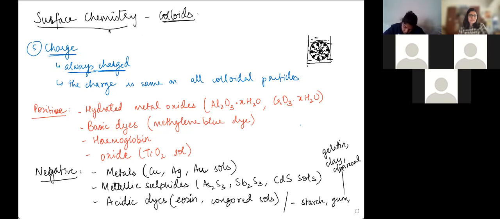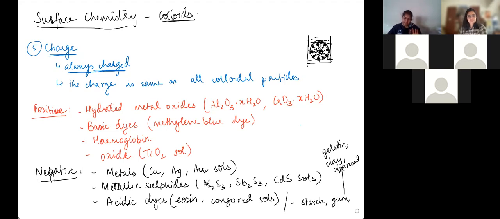Actually, I'll show pictures, it's better. And miss, this starch, gum, and all that also comes in acidic dyes only. Everything in black I've written is acidic dyes. Miss, you have written all of negative in black. Oh, did I say positive? No, yeah, all of negative is in black. All of the positive ones are in red.